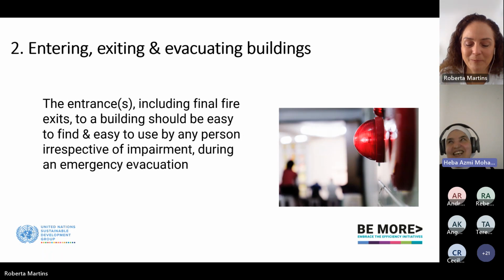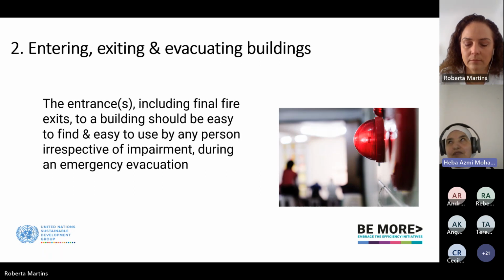Okay. So entering, exiting, and evacuating buildings is very important, and it is very important to ensure that the entrance, including final fire exits of a building, should be easy to find and easy to use by persons, irrespective of their impairment, especially during an emergency evacuation.